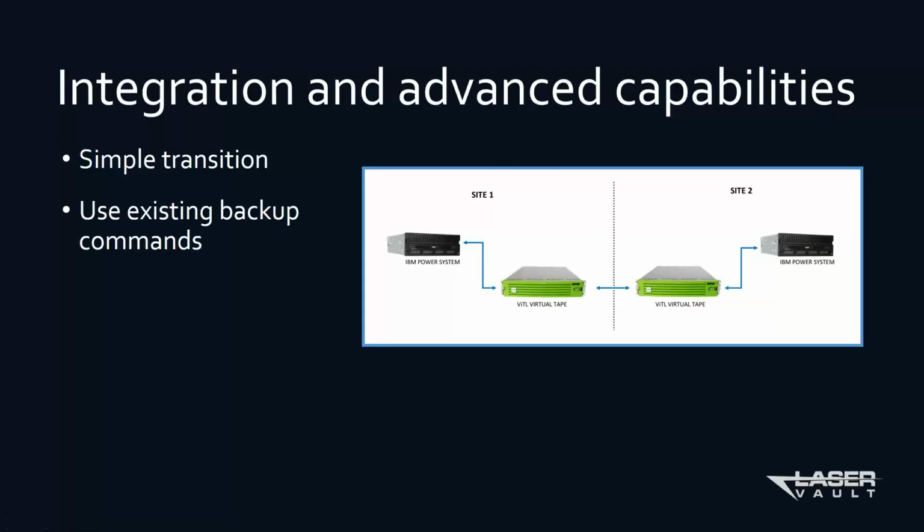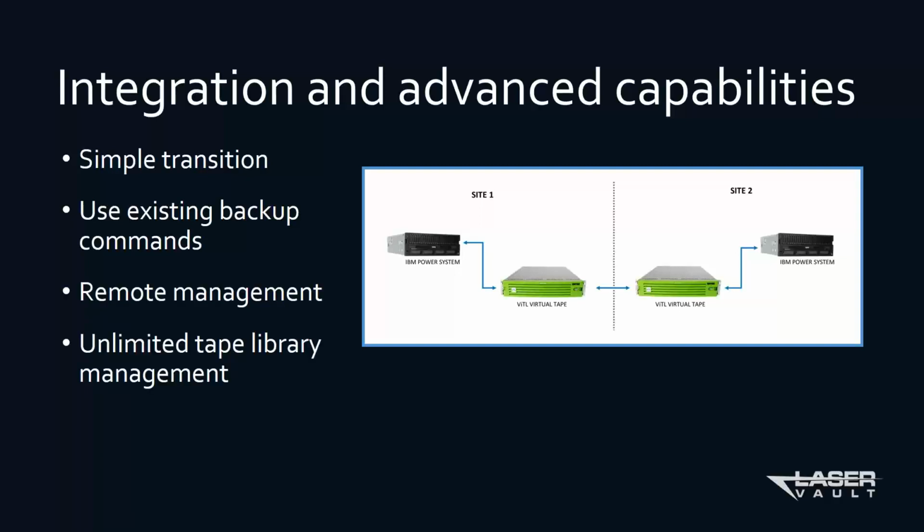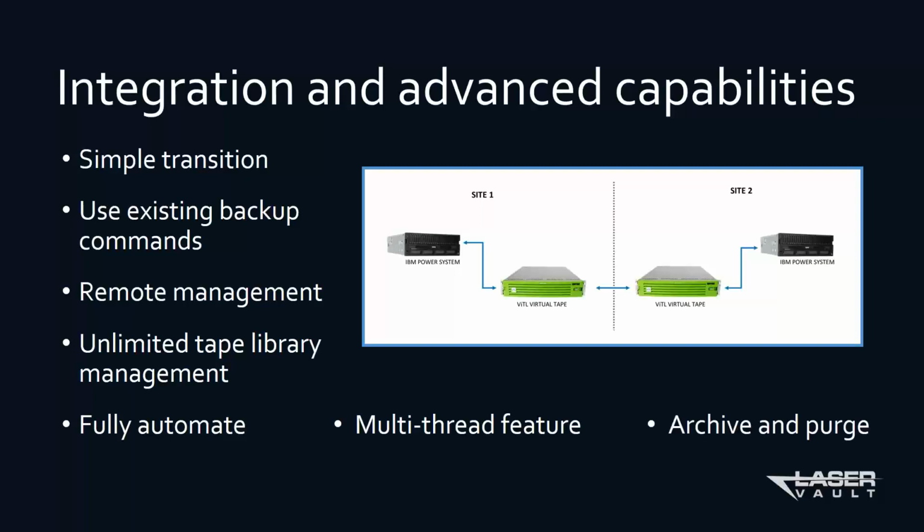Integration and advanced capabilities. A simple transition is what a ViTL solution provides. You are able to use your existing backup commands, you're able to use BRMS, you're able to use Robot Save. Simply put, with a ViTL solution we switch our backup procedure, whatever that might be, over to a new tape library, which would be a virtual tape library to the IBM i, or to a virtual tape device, depending on how your current backups are being managed.